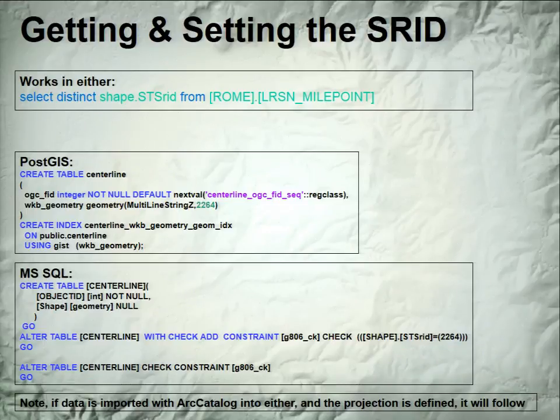So when you start in your database, you want to know what projection you're looking at. This works in either PostGIS or Microsoft SQL. Select your geometry field, which for those of us who've always worked with Esri products, is almost always called shape. Select shape.STSRID from your table. This is a DOT table.